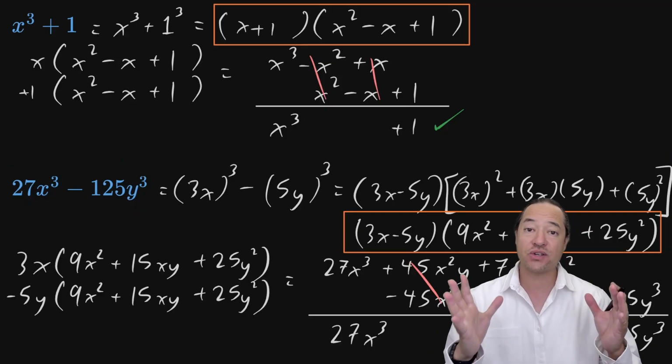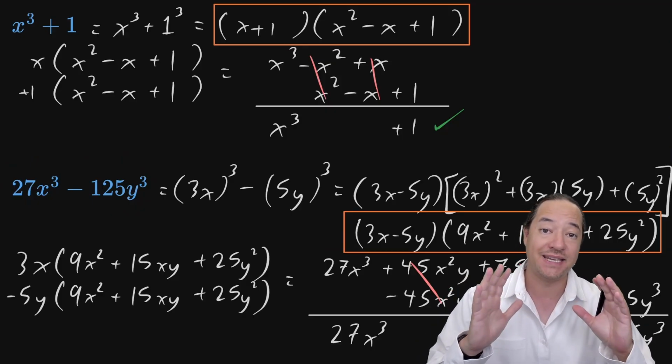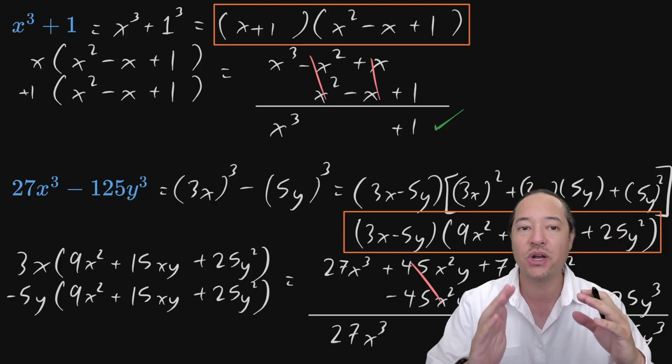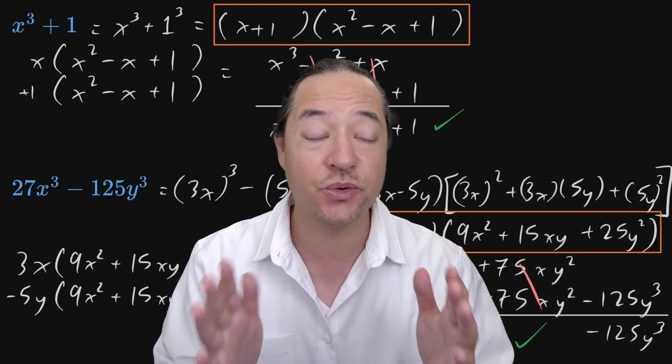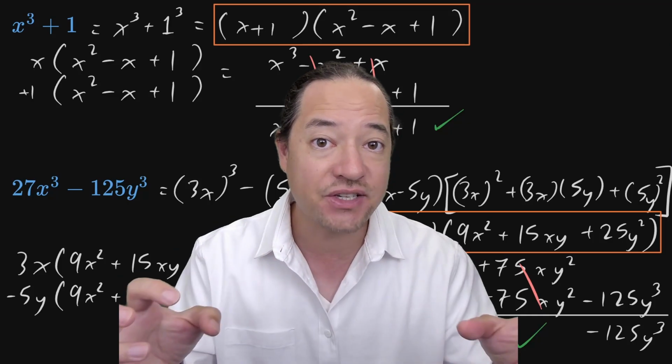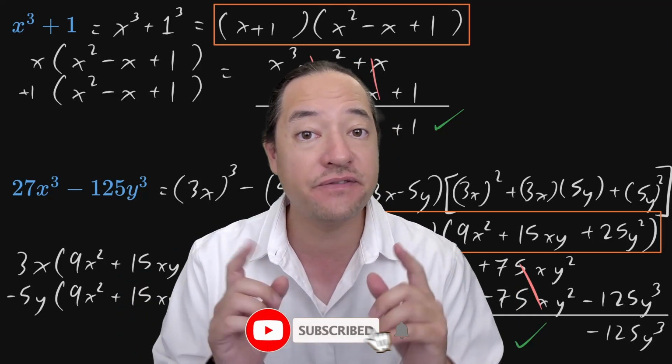All right, so it works. These are the formulas for the sum and difference of two cubes. Okay, so there you go. That's how you're able to implement this formula to factor the sum or difference of two cubes.